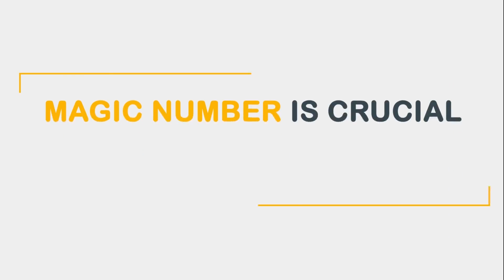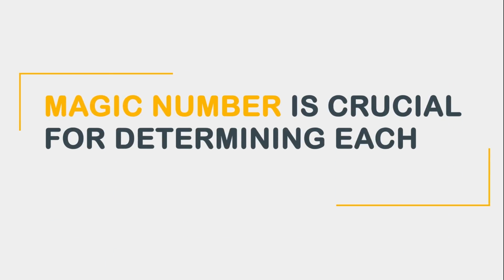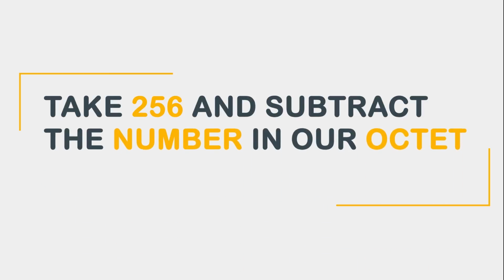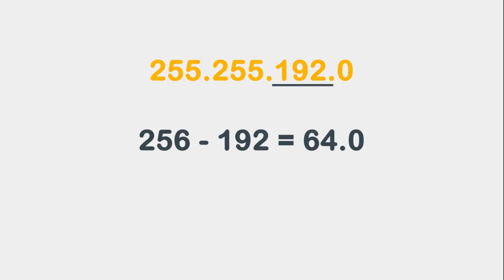Question 3 asks, what is the magic number for this subnet? The magic number is crucial for determining each subnet address. We will further explain the importance of the magic number in a subsequent animation, but for now, just know that you need to understand how to calculate it. To calculate the magic number, we take 256 and subtract the number in our octet of concern. In this example, the number in our octet of concern is 192. So our answer to question 3 is 256 minus 192, which is 64.